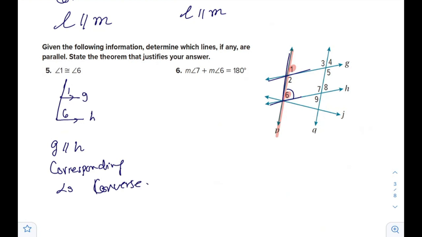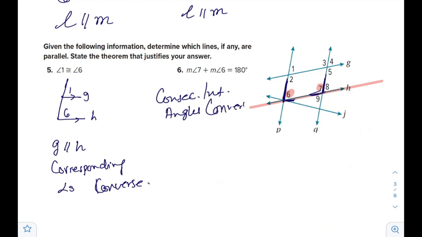Okay. Now go to angle 6 and 7. This is angle 6 and angle 7. Directly they are located on this transversal. Transversal is H. So this is angle 6. This is angle 7. They are located in such a way that they are same side interior angles, or we can say consecutive interior angles converse. According to the converse, what are the lines that are parallel? Line P is parallel to line Q.